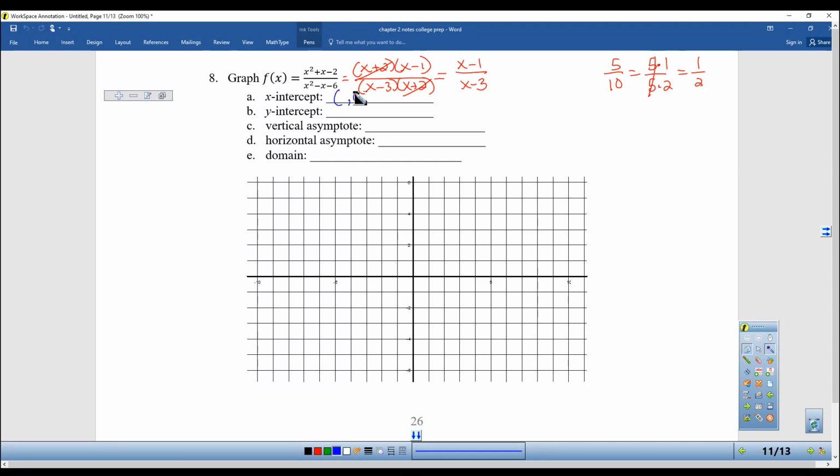I'm going to make my little table here. Literally, I just write that every time. And now I can use this nice reduced one to find my answers. So there's an x-intercept whenever y is equal to 0. So 0 is equal to x minus 1 over x minus 3. So I clear the fraction.